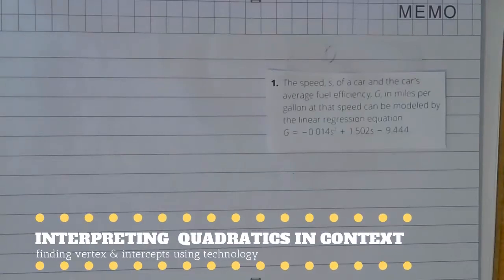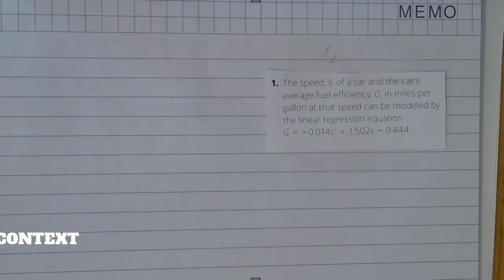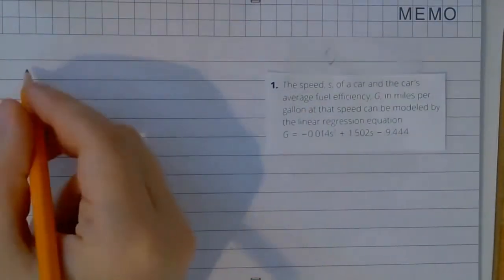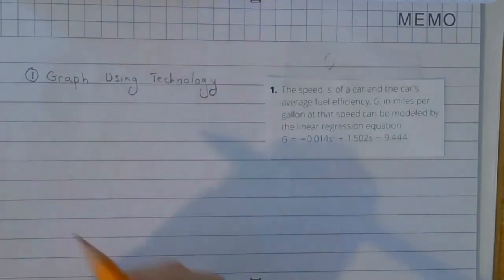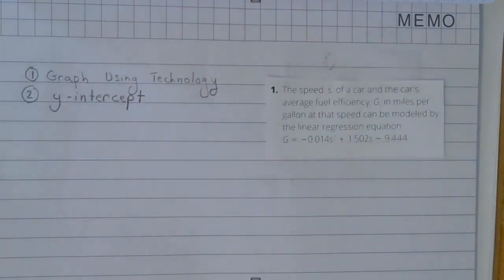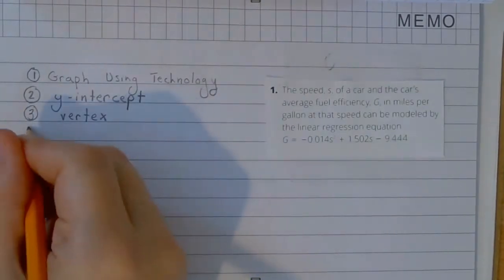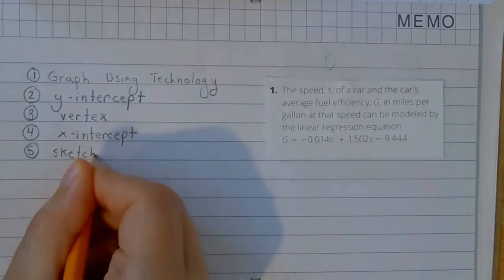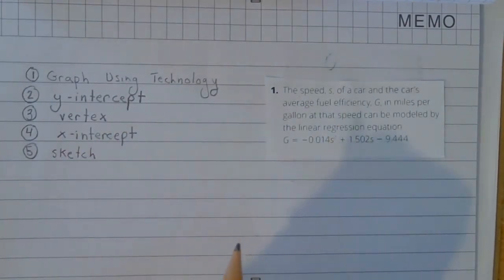I'm going to walk you through interpreting quadratics using technology. The first thing we want to do is graph our quadratic using our technology. Then we're going to use our graph to look at key features: the y-intercept, the vertex, and the x-intercept. Finally, we'll sketch a graph and interpret.